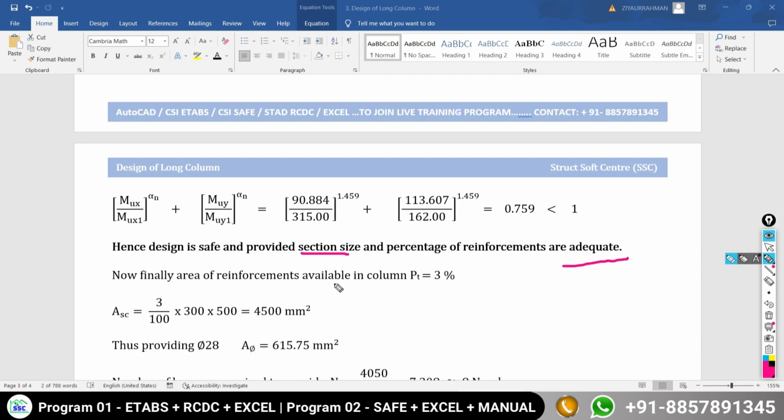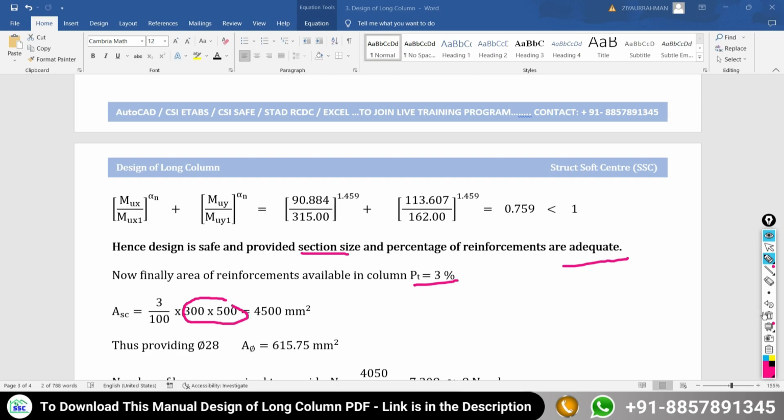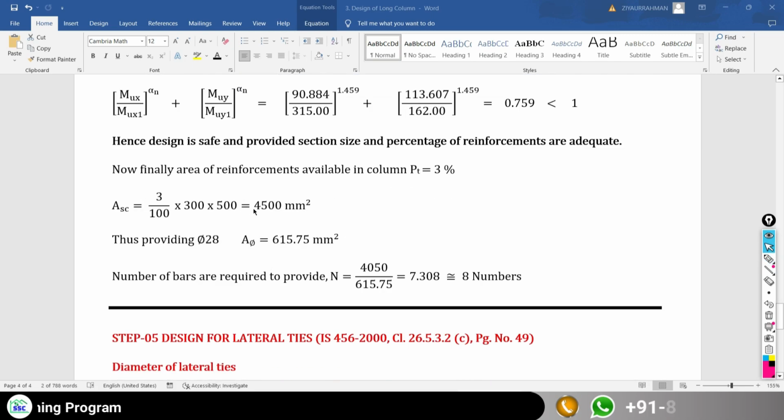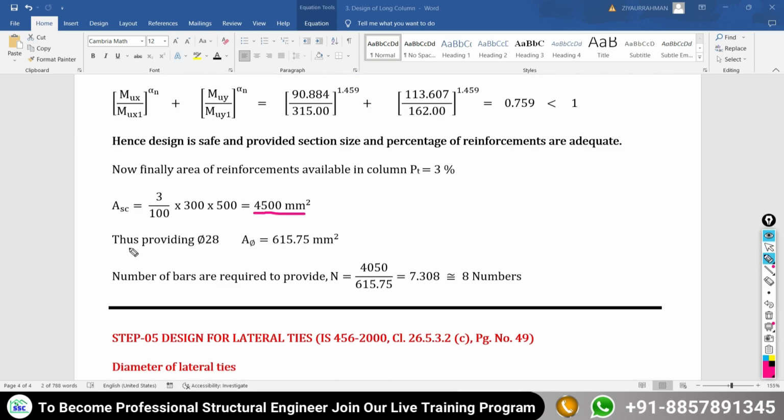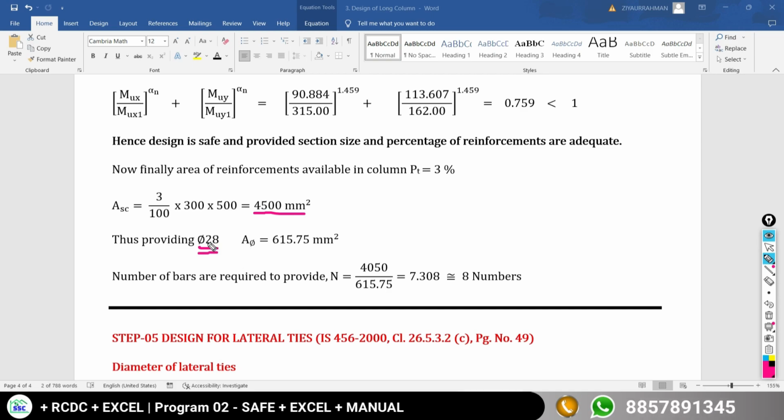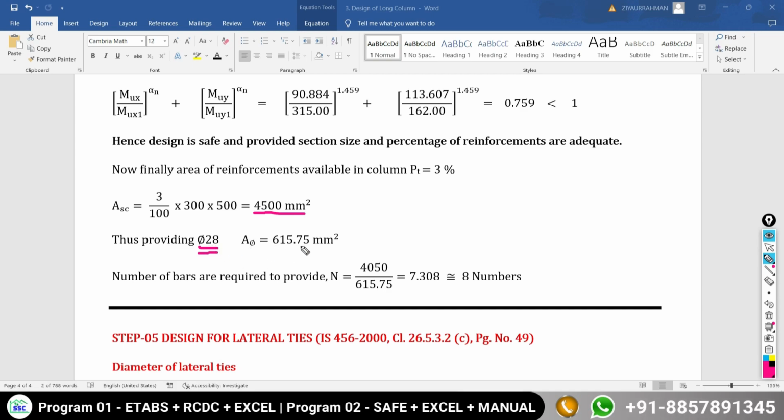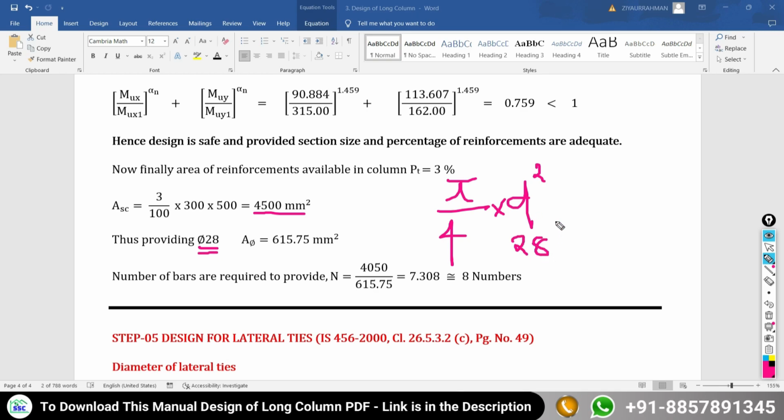Now finally, area of reinforcement available in column as 3%, area of steel in compression, area of steel in concrete, 3% divided by 100 multiplied by overall section size of your column. So area of reinforcement we have to provide in the column as 4500 mm square. Suppose I am going to assume that I will provide the 28 mm diameter of bar. So unit area of 28 mm diameter of bar is what? Pi by 4 d square, where d is your diameter of bar. If you put 28 here, 28 square, you are getting the value of 615.75.